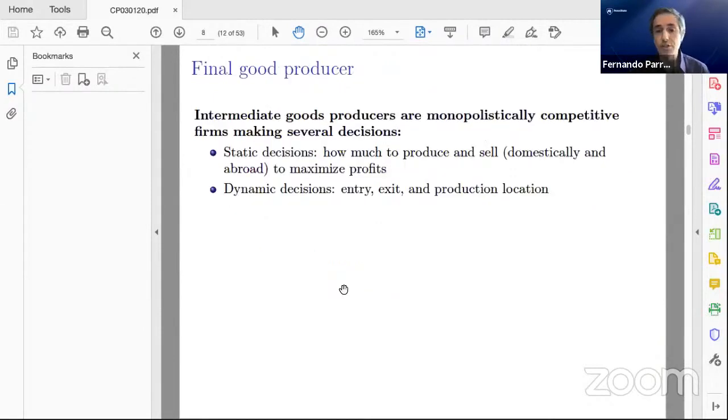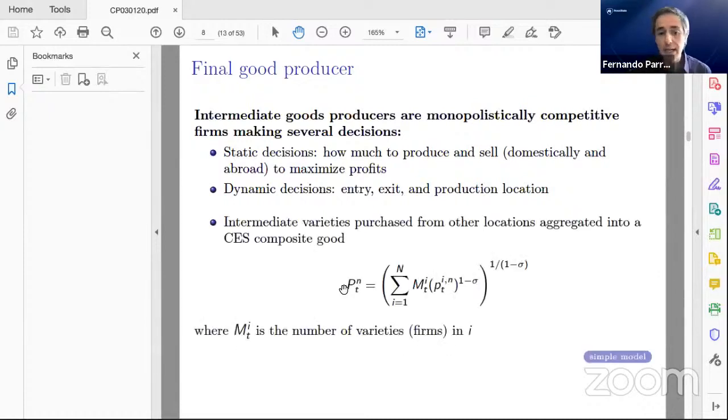In terms of the production and trade structure, this is going to be pretty standard. It's going to be an economic geography model with monopolistically competitive firms that are going to produce intermediate goods. And these intermediate goods producers are going to make several decisions. They're going to make static decisions that are going to be pretty standard: how much to produce and how much to sell domestically and abroad in order to maximize profits. And they are going to make dynamic decisions that I'm going to describe in a second on entry, exits, and production locations. So these intermediate goods are going to be aggregated into a composite CES that is going to pin down the price index in each location at each time t. And this price index is going to depend on the mass of firms producing in each location and the price of each variety that is going to depend on factor prices that are going to be shaped by the decision of firms, households, and capitalists that I have been talking about.